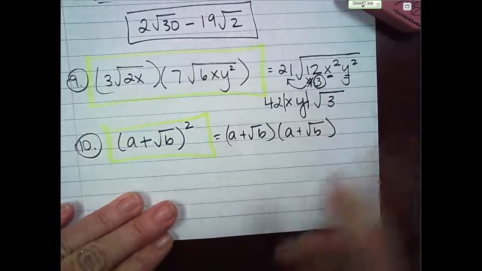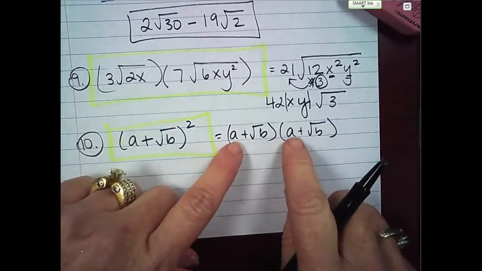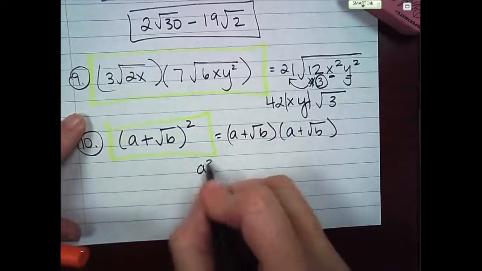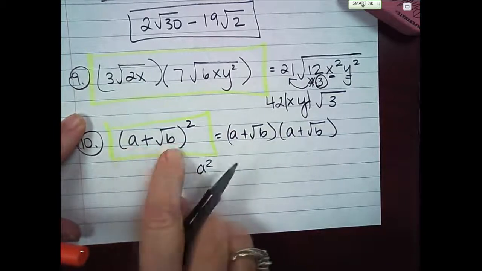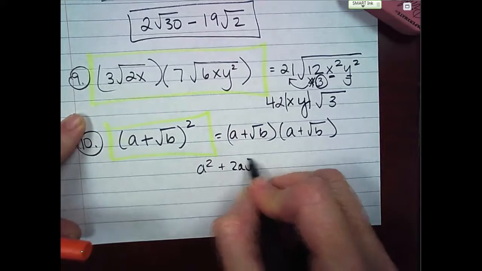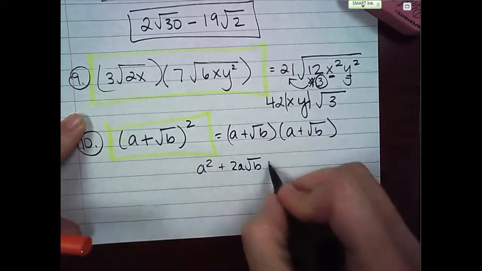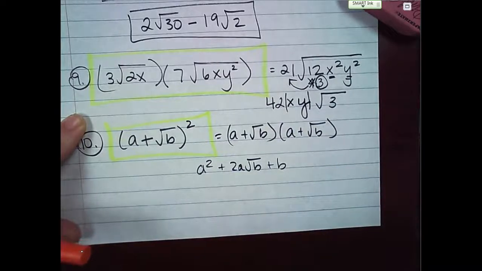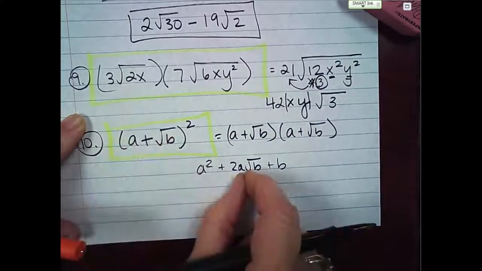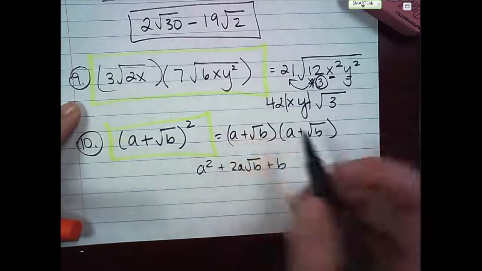I don't know if you have seen this done before. You square the first one, a squared. You multiply them together, which would be a root b, and double it, which is plus 2a root b. And then you square the last term, which is b. That's the fast way. Square the first one, multiply them together and double it, and square the last one. That's your little shortcut. But if you choose not to, you can FOIL the whole thing out.